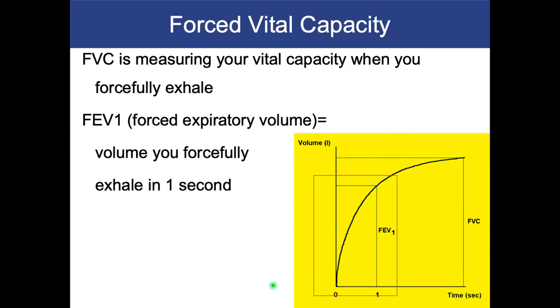They're looking to see if you have a pulmonary obstruction or a pulmonary restriction, or if your breathing test came back normal. So FVC stands for forced vital capacity. FEV1 stands for forced expiratory volume at 1 second. So how much air did you forcefully exhale in 1 second, right?